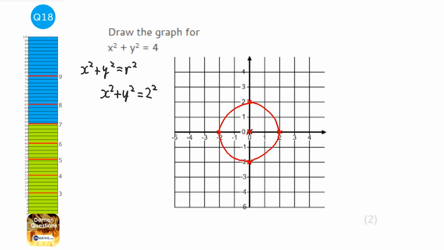It's probably the least pathetic circle I've drawn, but use a compass in the exam. Measure out the radius on one of the axes, and then just draw a circle, and that's 4 marks.